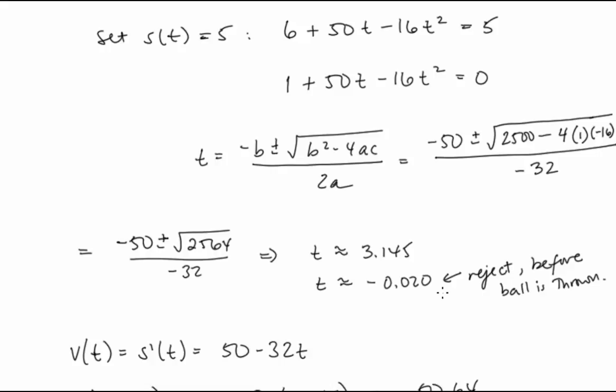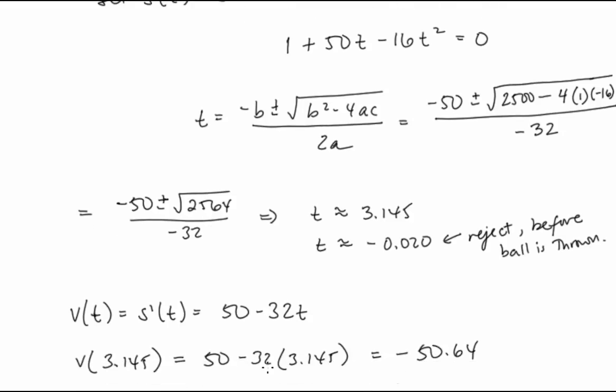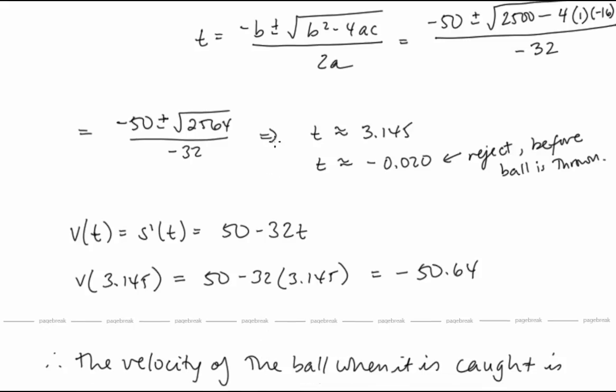So note that this negative time value doesn't make any sense. That talks about before the ball is even thrown, so that's not the time value we're looking for. We're looking for t to be approximately 3.145. And so that is the time value that we plug back into our velocity function, because we want to know what's the velocity at this time.